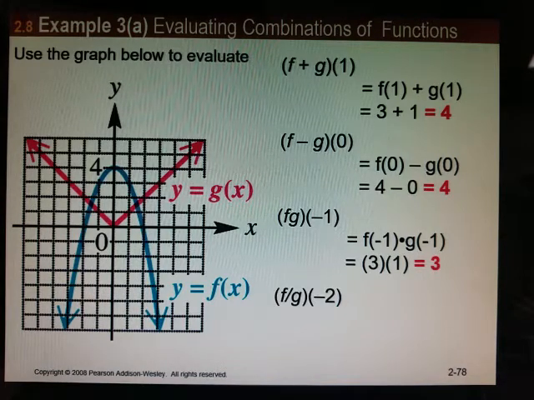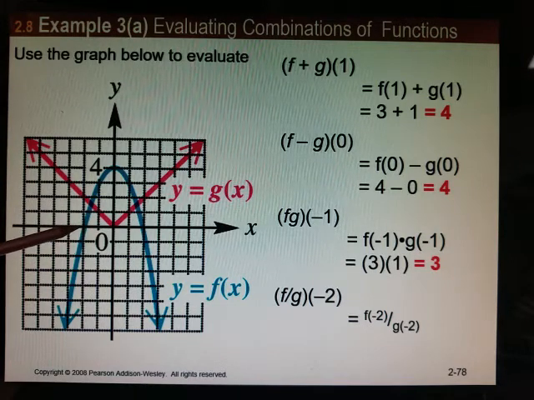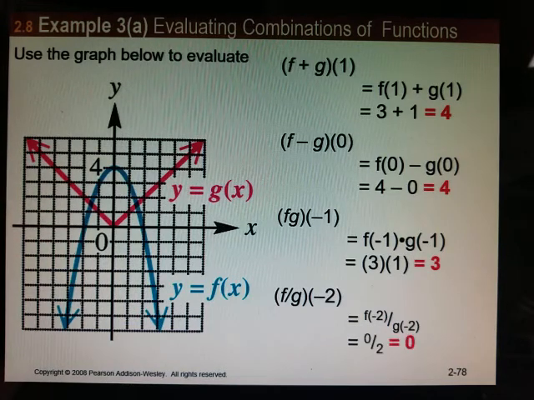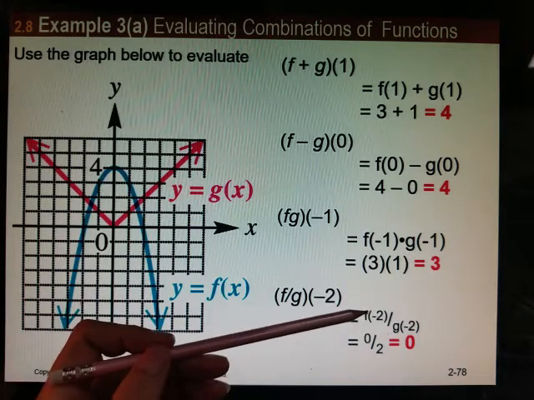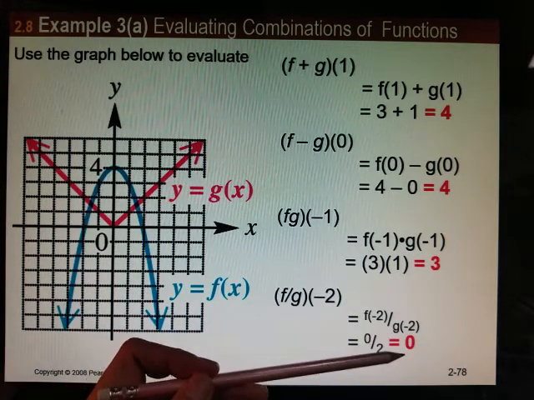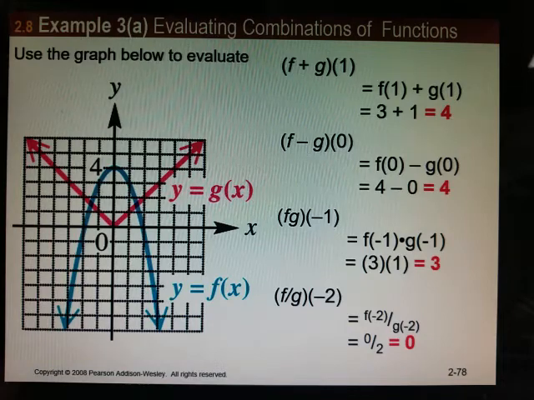When I have division, I need f of negative 2 divided by g of negative 2. So when x is negative 2, the f equation's in blue, which is 0. The g equation's in red, which is 2, so 0 divided by 2 would be 0. Now do understand, if this had been reversed, g of negative 2 divided by f of negative 2, that would have been undefined because we can never divide by 0.